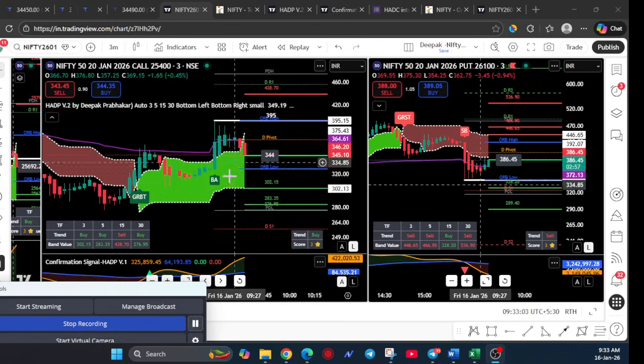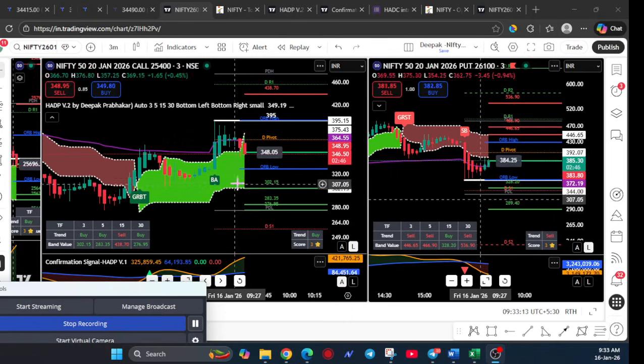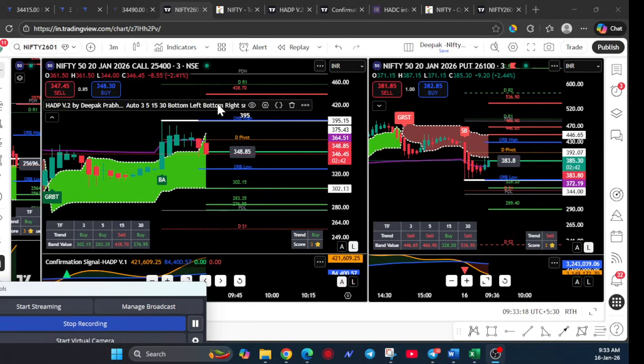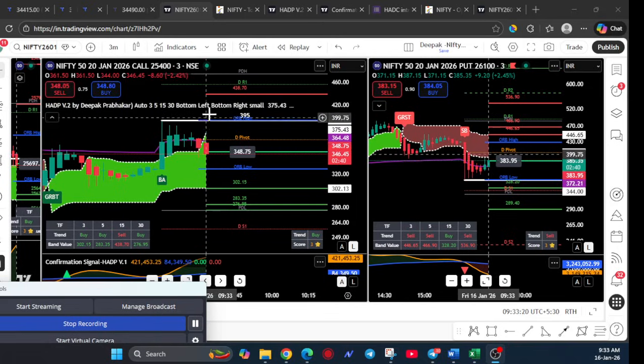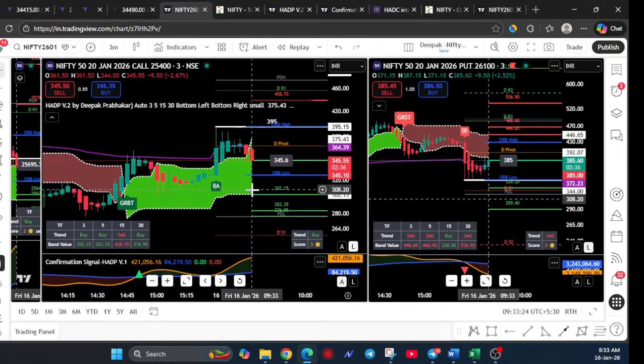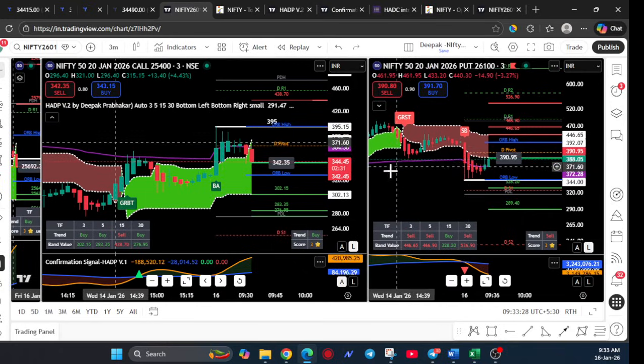On 3 minutes, if it comes and touches this band down, if you want to take a risk, you can. But where will you keep your stop loss? This is not a setup. It is on your own risk. Sometimes it can touch this 302 and start going up and break 395 and go up, but we are not bothered about that. We are going to stick to our setup. Until a buy above is cleared, we are not going to take entries. Very simple.